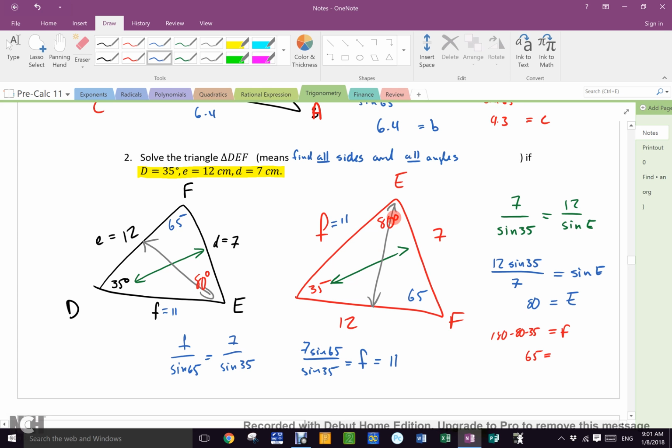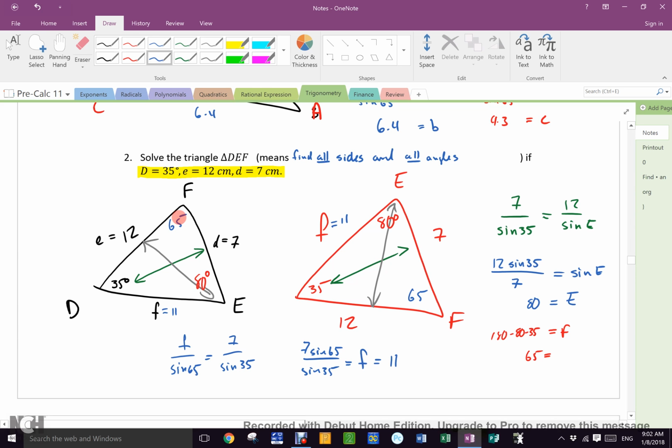Now, check it. Is the biggest angle across from the biggest side? 80 across from 12. Is it? Is the littlest angle, 35, across from the littlest side? Yep. And is the middle angle across from the middle side? Did it matter how we drew it? As long as we drew a triangle.